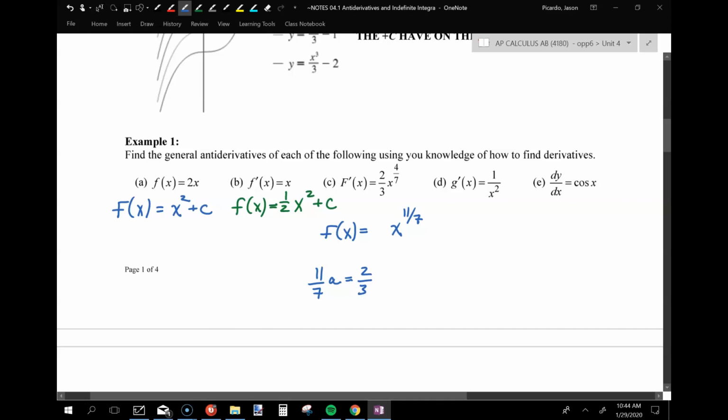Solving that for a, won't that tell me what should go in front? Yeah. How do I get rid of the 11/7? Reciprocal, yeah. So what did the a value have to be? It had to be 14/33. And if you need to do that, you can always do that, right? What else do I have to do?